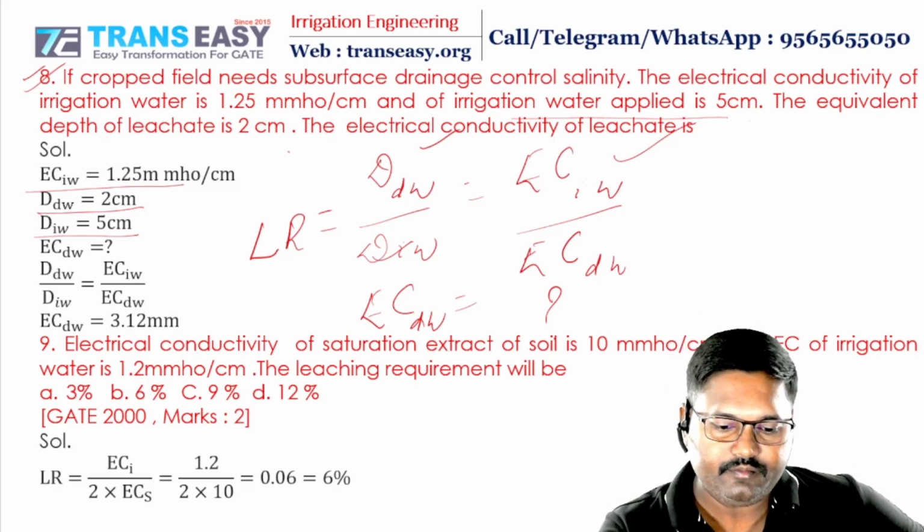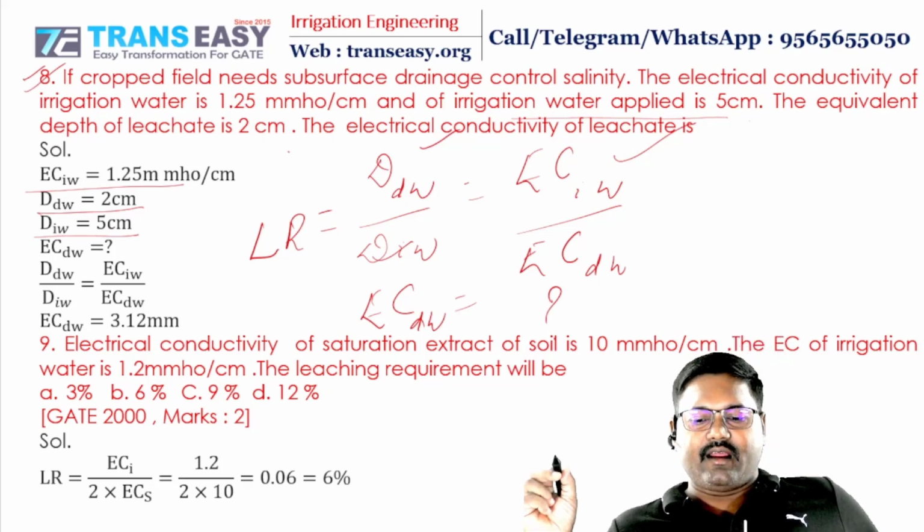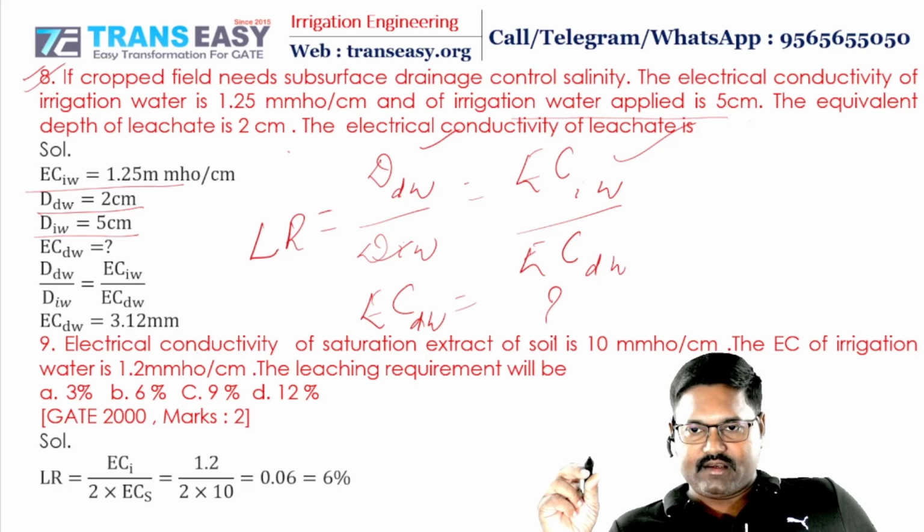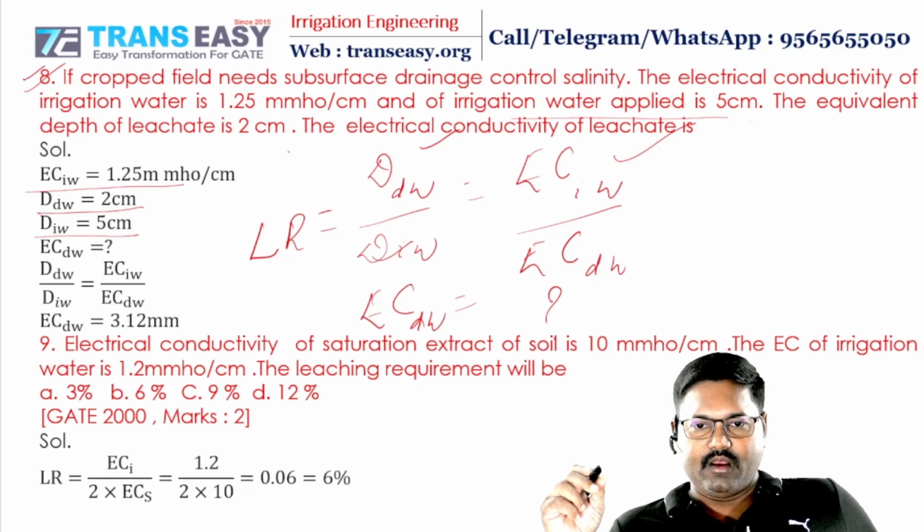Next problem. Electrical conductivity of saturation extract of the soil is 10 millimole per centimeter. Electrical conductivity of irrigation water is 1.2 millimoles per centimeter. The leaching requirement will be?